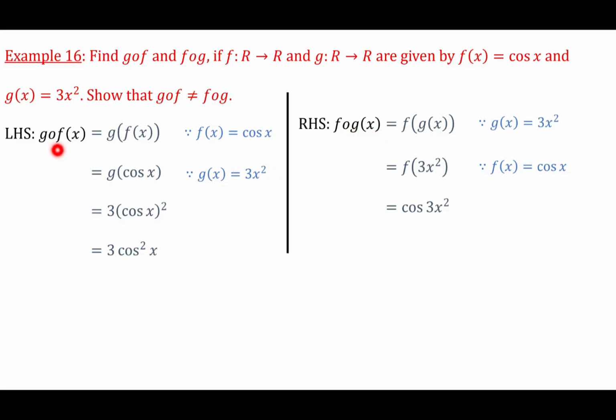Now check. This is our left value and this is our right value. And they are not equal. That is what we have to prove. G circle f is not equal f circle g.